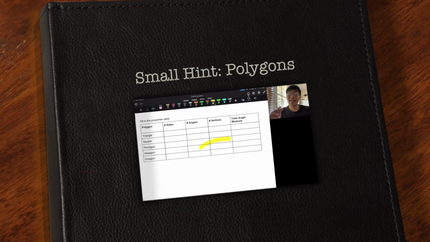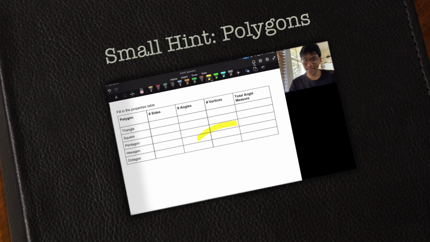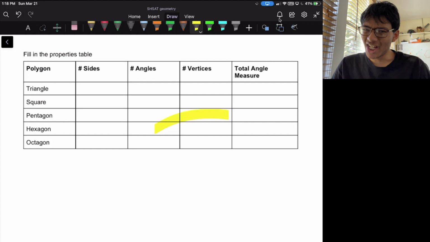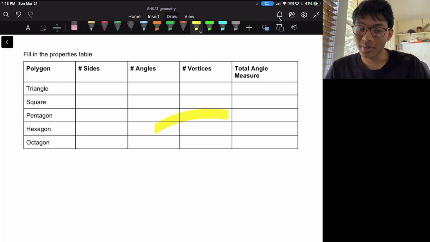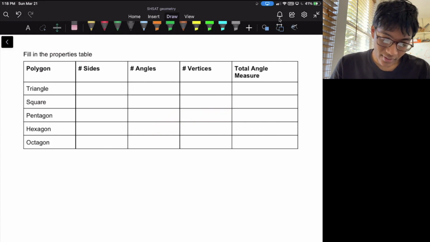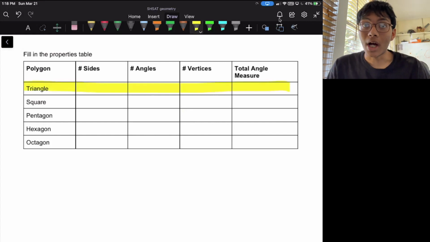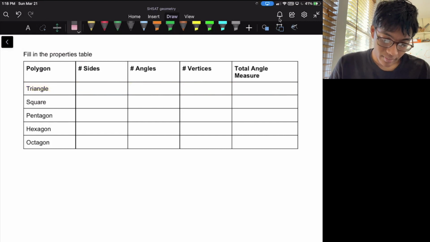Alright folks, let's look at a small hint for the big idea. Hopefully this gives you a nudge so you can try out the problems. So let's look at the first column of our big idea table. The first column is this one. It's about the triangle. So what do we know about the triangle?